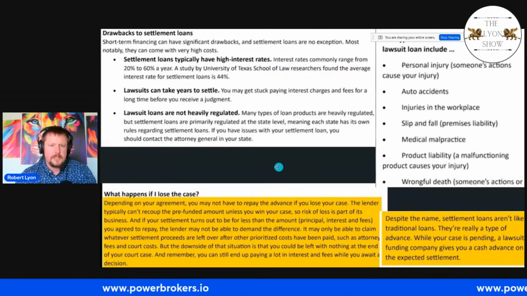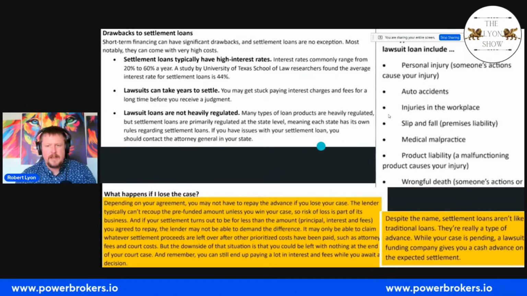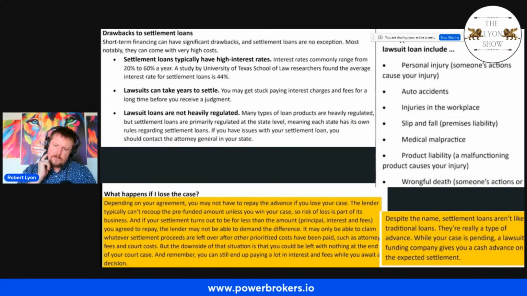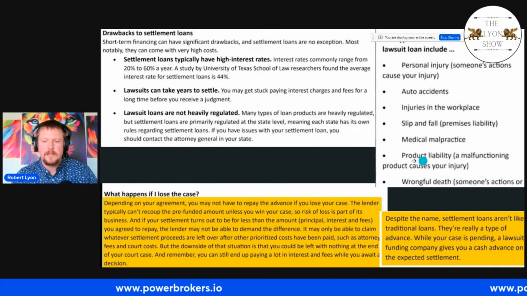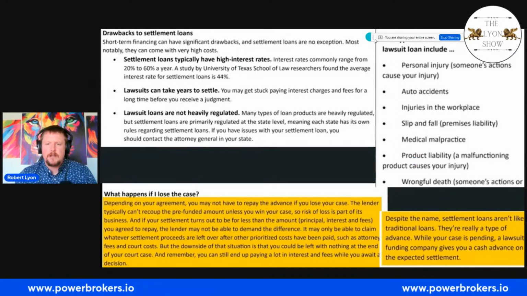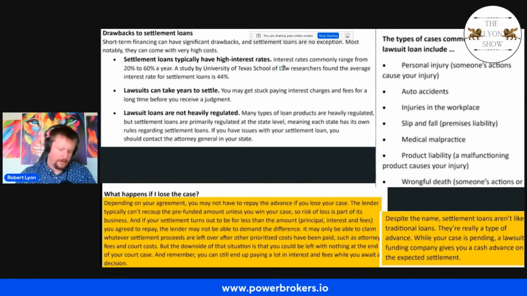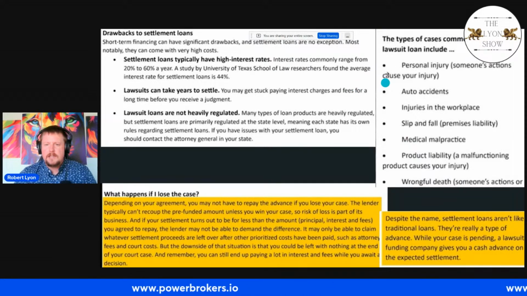Drawback: settlement loans are typically high interest, right? So they're going to be very high. Again, this is so your lawyer can get paid and you can live while you're going through a loan until you get the funds. People going through divorce can sometimes use this. Sometimes people getting sued by a business can use this. There are lots of different ways you can use these kinds of things.